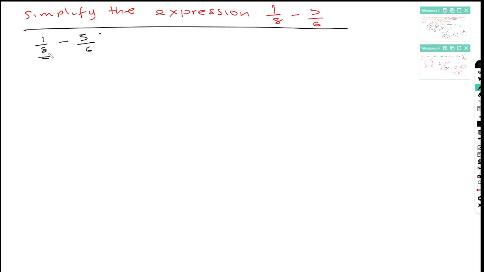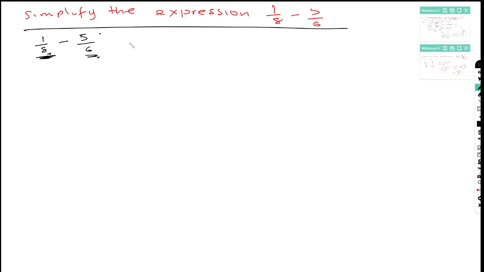Okay, so the least common denominator, indeed, what is the least common denominator? The least common denominator will be 24. Because this one and this one divide 24 evenly. It cannot be 16, because 16 is evenly divisible by 8 but not by 6. So you need a number which is evenly divisible by both of them, but it is the lowest, the least. So in this case it is 24.